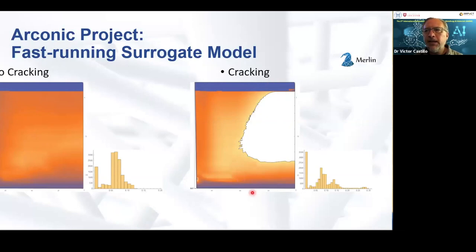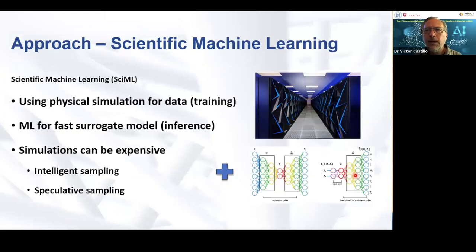On the right-hand side, we have a case where there's a lot of residual stressing and likely to have cracking. And you can see the distribution is much higher for the residual stress. So our approach is what we refer to as scientific machine learning. We are using the physical simulations for the training. We're training a deep neural net, and then we have this machine learning algorithm for fast inference mode.